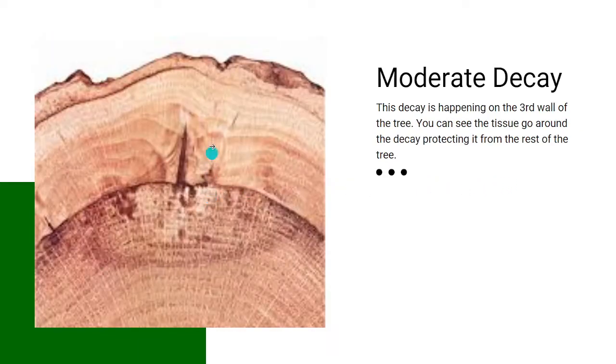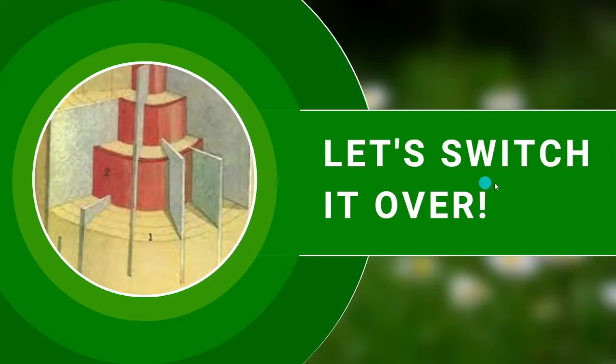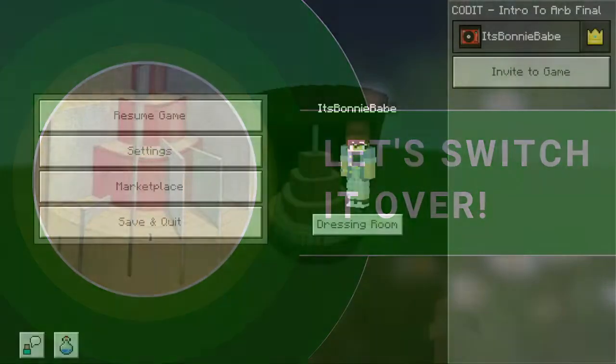This is a moderate version of decay, which is more realistic. You can see it right here. It looks like it's in the third wall going into the fourth right now, but because it's reaching that fourth wall, which is the strongest wall out of all of them, it's going to be most protected, and the tree could probably easily recover from this decay right here. So let's switch over to look at what the actual walls of the CODIT are. Just give me 1 second.